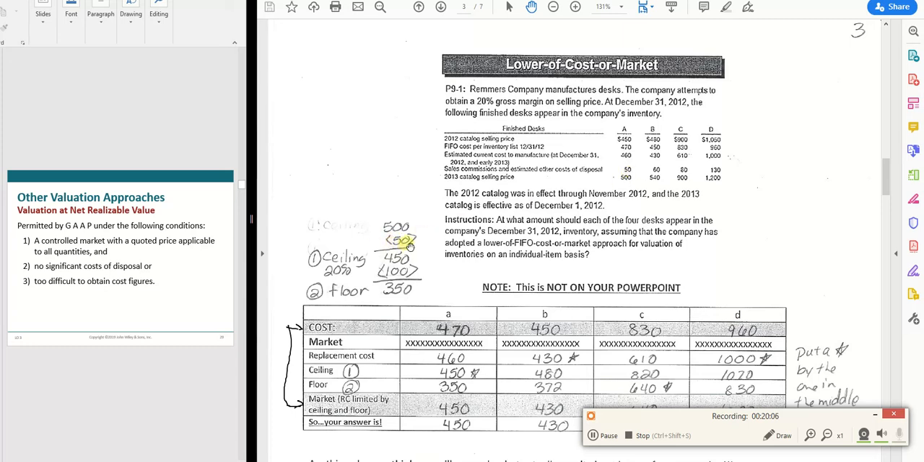So 500 minus 50, so this one would be 540 minus 60, this one would be 900 minus 80, and this one would be 1200 minus 130. So that is your ceiling right there. All of those. My floor is that ceiling minus 20%.